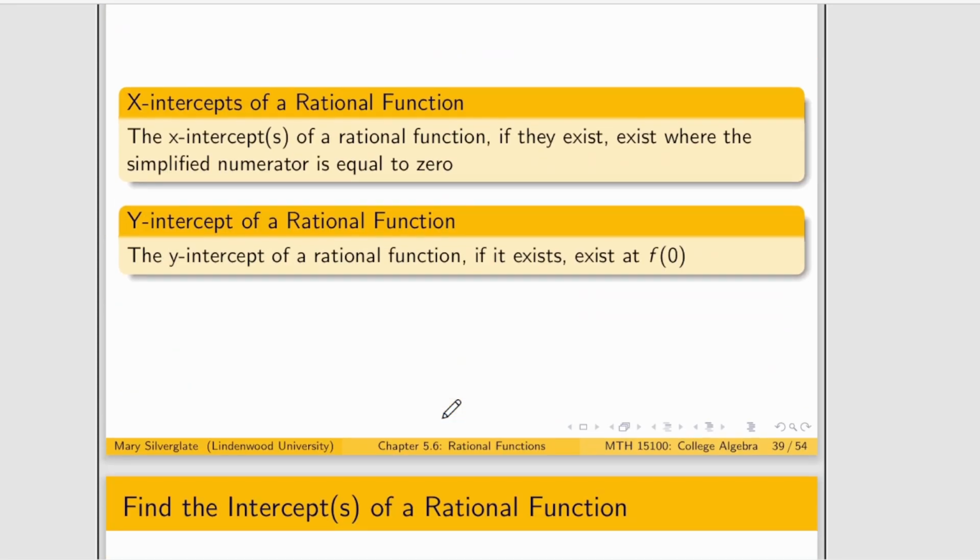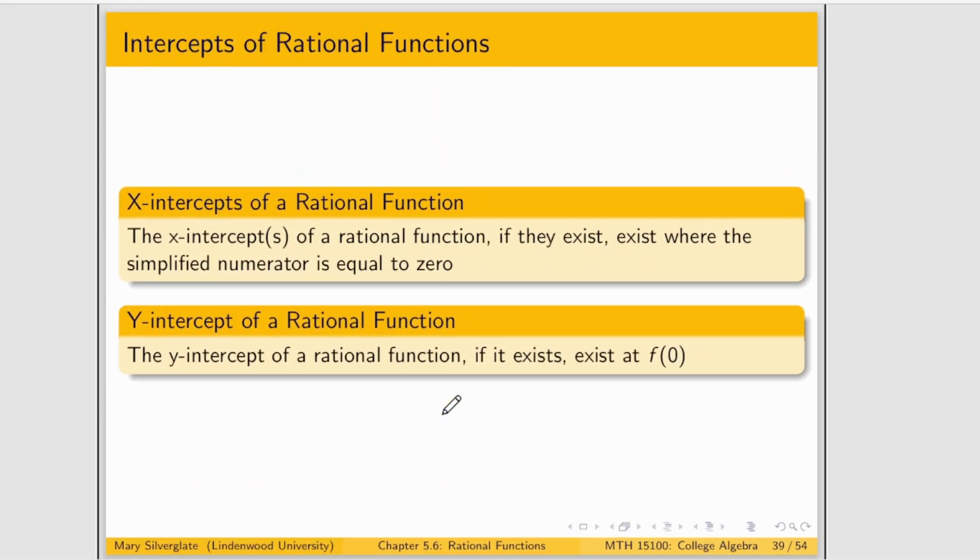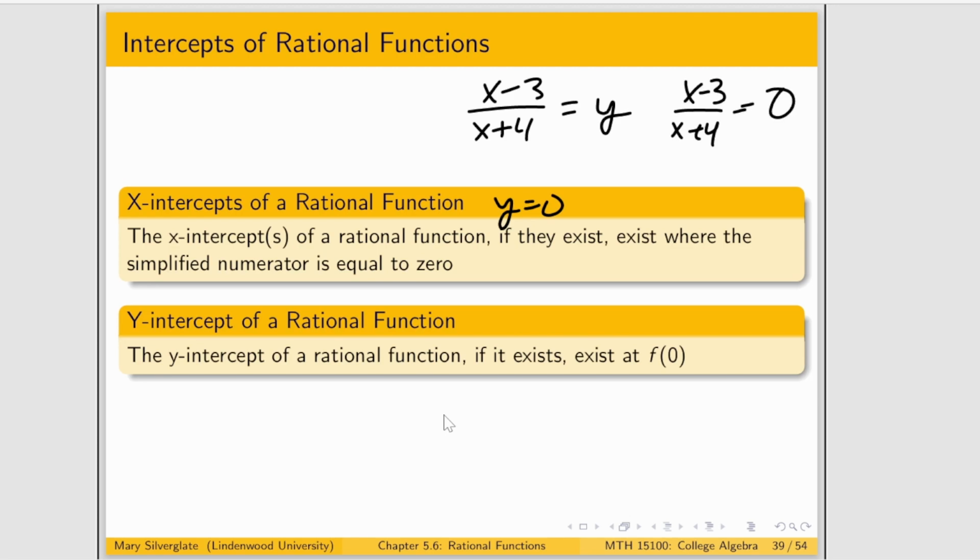So let's talk about intercepts. So x-intercepts will end up simplifying to where the numerator is equal to 0, but let's sort of pause and think about why. So if I had something like x plus 3 over x plus 4 is equal to y. To find an x-intercept, that means you want to plug in y is equal to 0. So I plug in 0 is equal to x minus 3 over x plus 4. You would start to simplify by multiplying by x plus 4 on both sides.